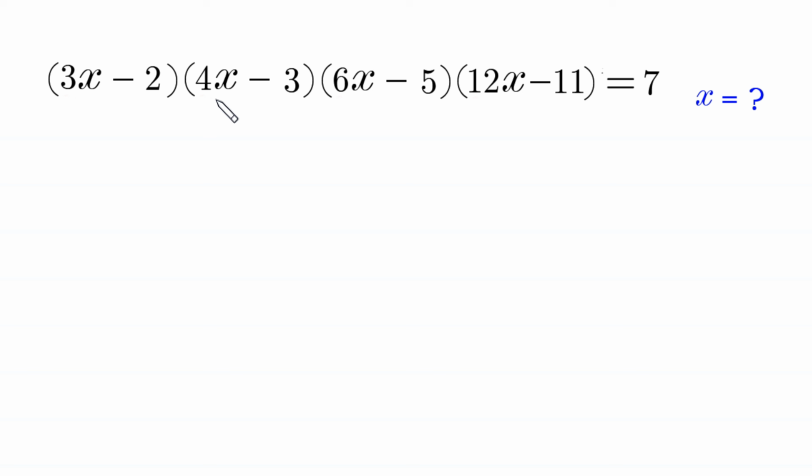3x minus 2 times 4x minus 3 times 6x minus 5 times 12x minus 11 is equal to 7. Our job is to find all possible values of x.